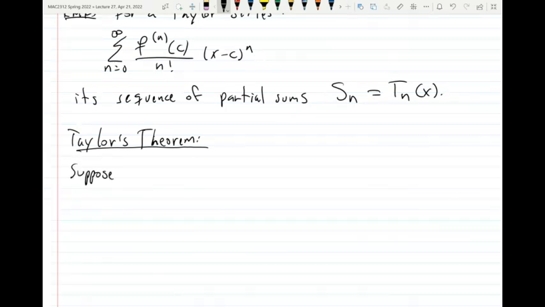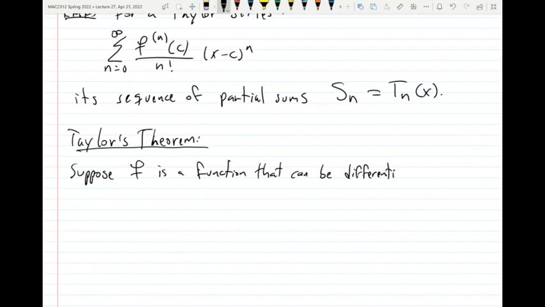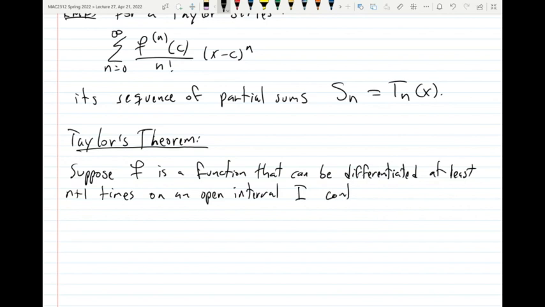So suppose f is a function that can be differentiated at least n plus 1 times on an open interval, I'm calling it I, containing c. So we assume that.